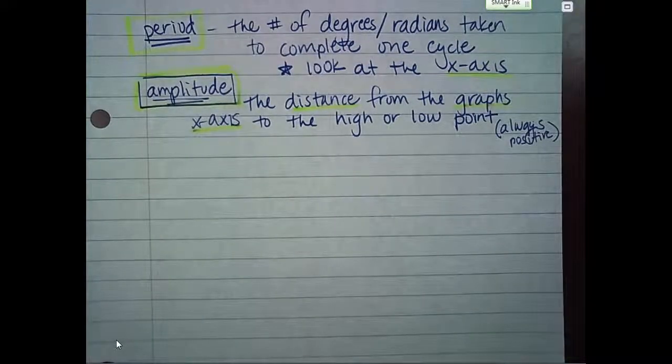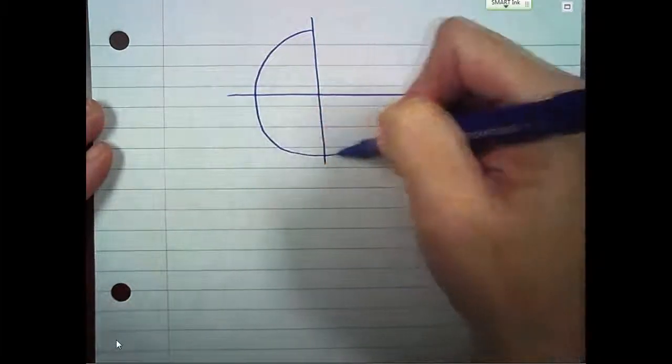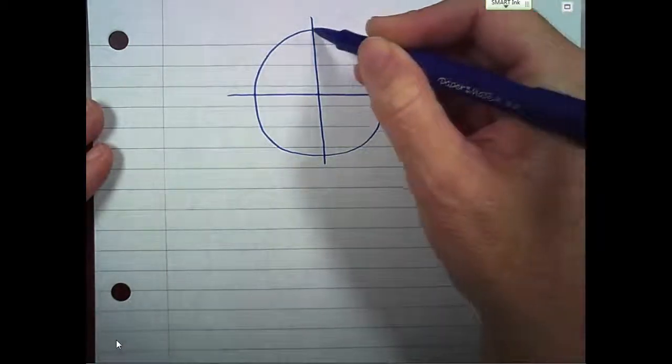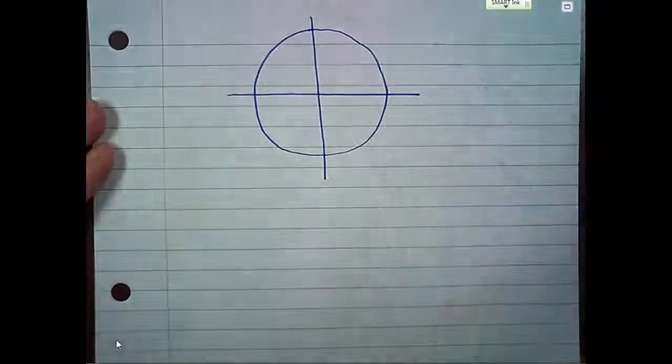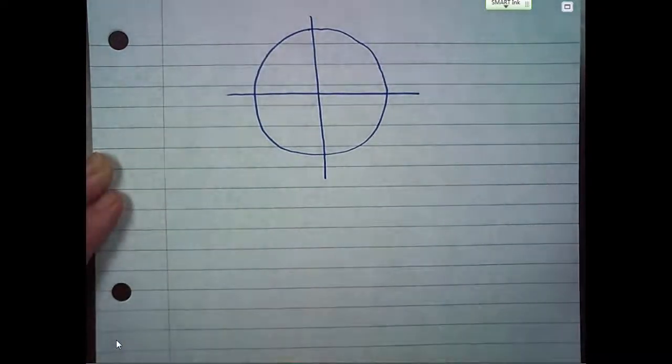Okay, now then, for the next part, you're going to need a little bit of room. So I'm going to actually start on another page. And I'm going to draw myself at the top a unit circle. And we're going to make 3 columns. A column for sine, a column for cosine, and a column for tangent. Okay?